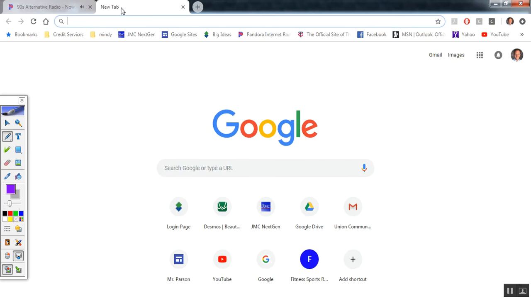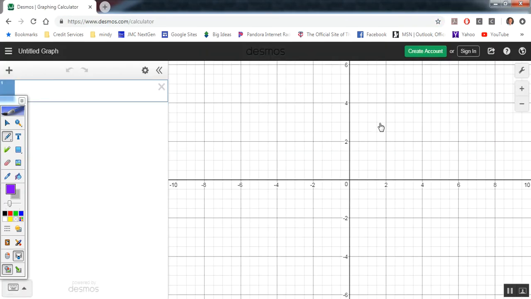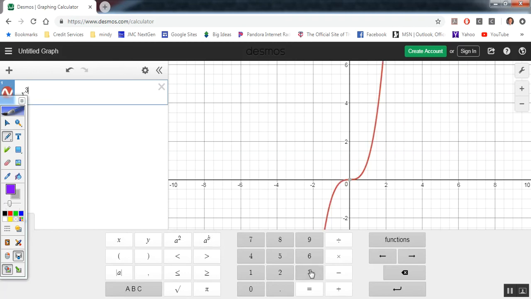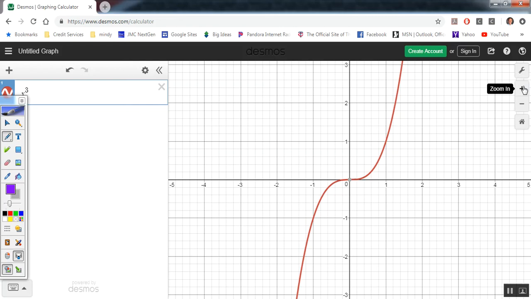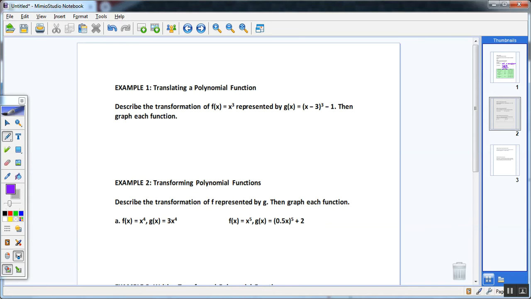X to the third. So I'm going to put that up here. X to the third power. And here's a graph you would get. There it is, x to the third, right there. Okay. So how do you make x to the third become g of x, x minus 3 to the third minus 1? Well, here's my description.